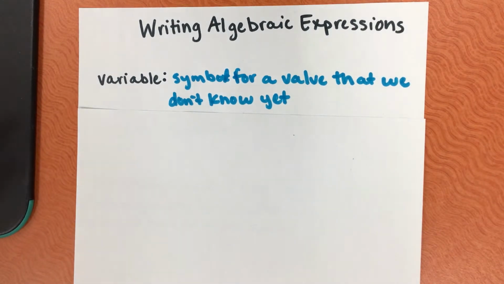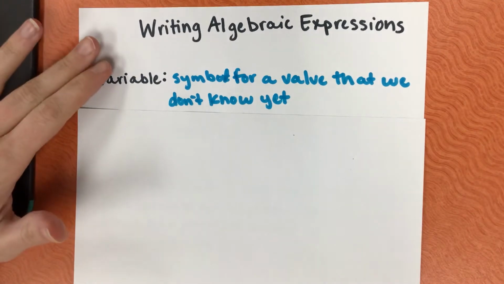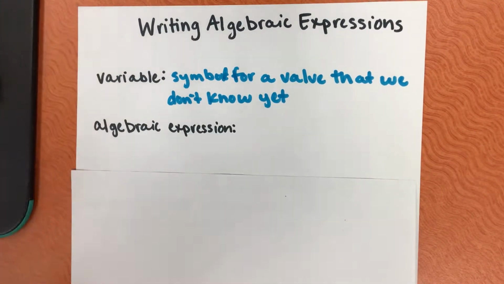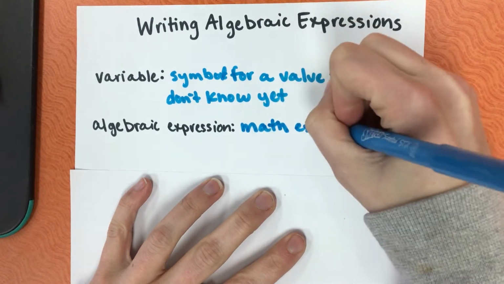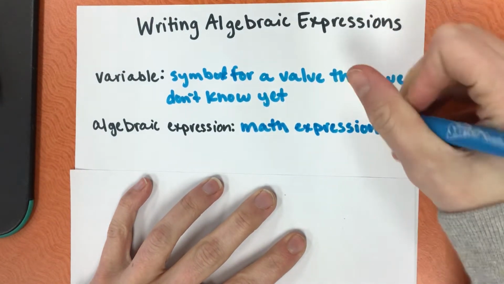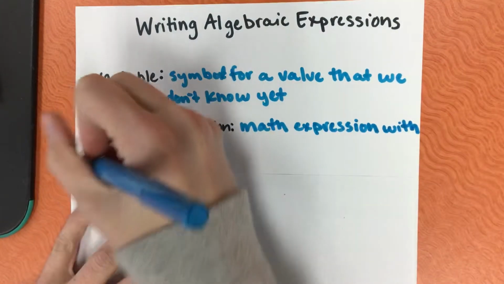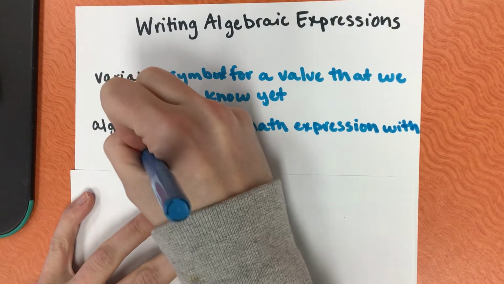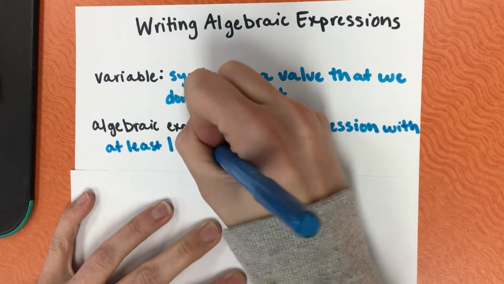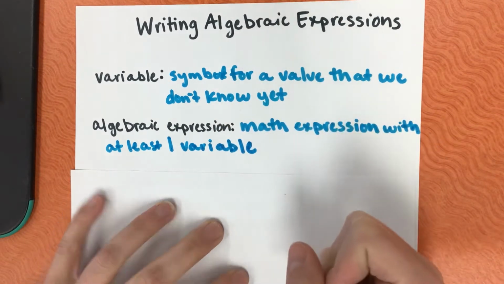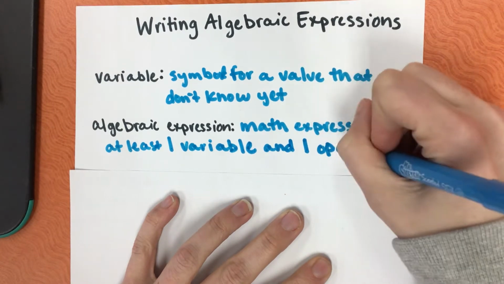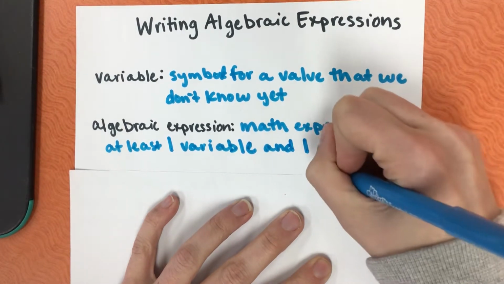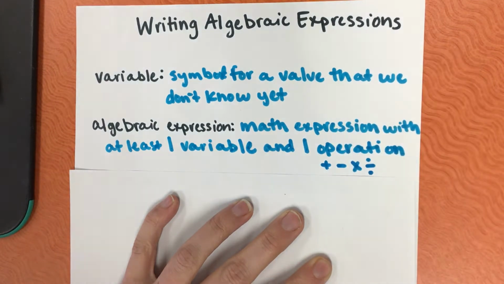And then to use that definition, we are going to write down another definition, which is the definition of an algebraic expression. An algebraic expression is a math expression with at least one variable, but it can have more variables, but at least one variable and one operation. And that means addition, subtraction, multiplication, or division.